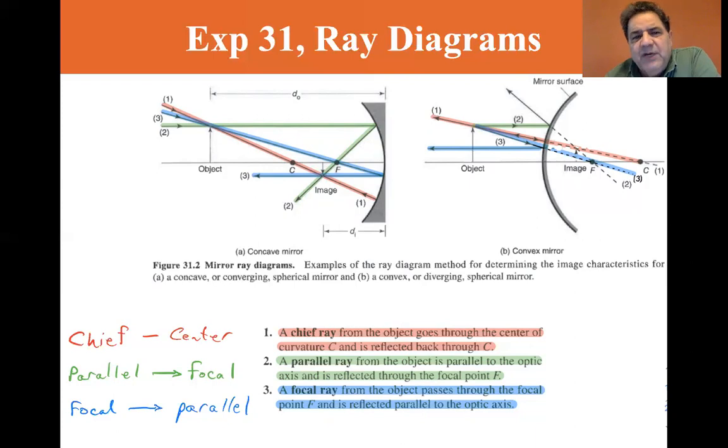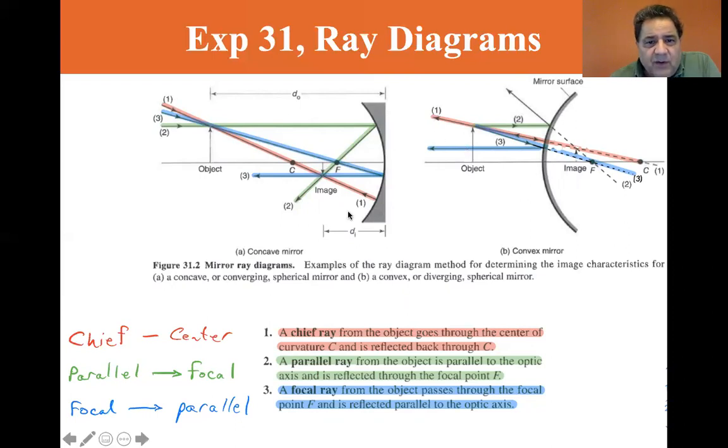Number 1, we have the chief ray. These are done in a different order than the textbook. I kind of like their order a little bit better. I've color coded it. So the red is the chief ray. Chief goes through the center. So C for chief, C for center. You can remember they both start with C. So the chief ray goes from the top of the object through the center, hits the mirror, and returns. It's a single ray. It doubles back on itself, so it just looks like one ray.